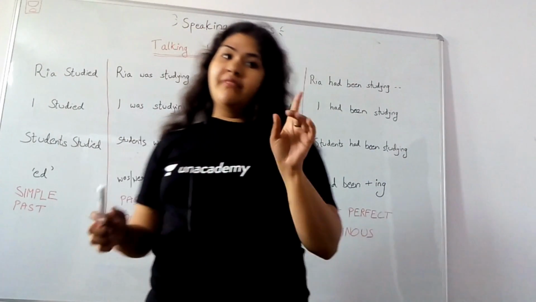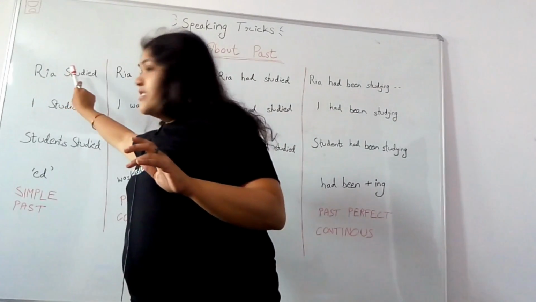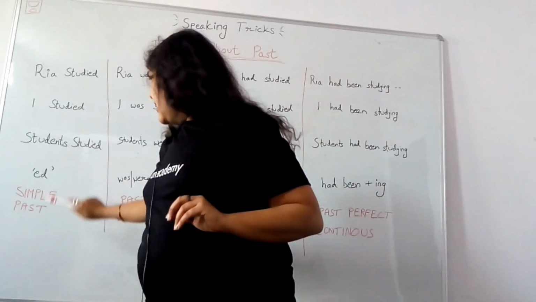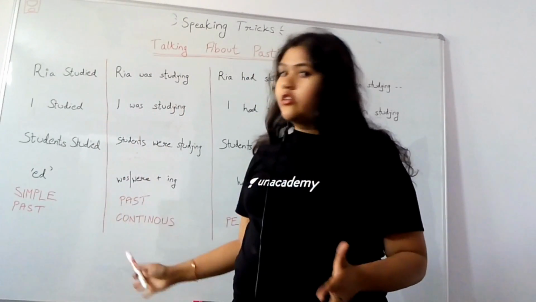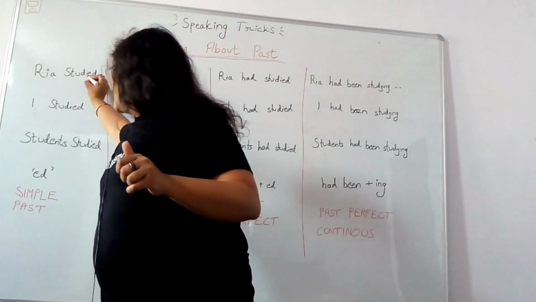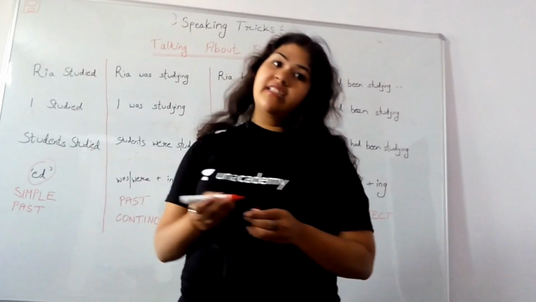See here, I have taken a person, Ria. Ria studied. I studied. Students studied. These are all simple past tense. The trick here is to put an -ed, and it will be a simple past.